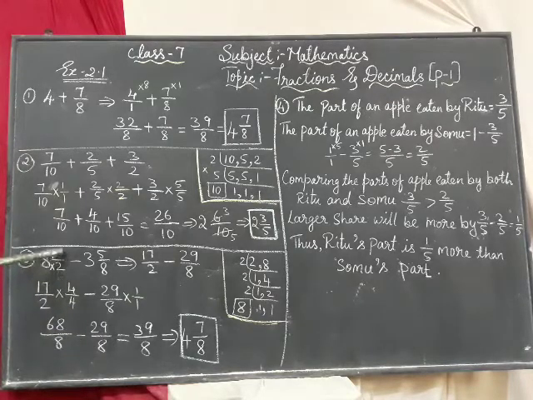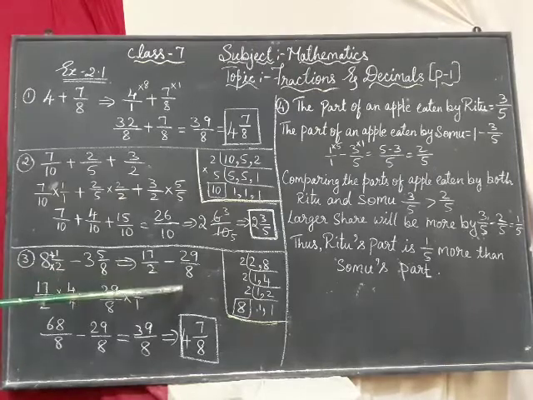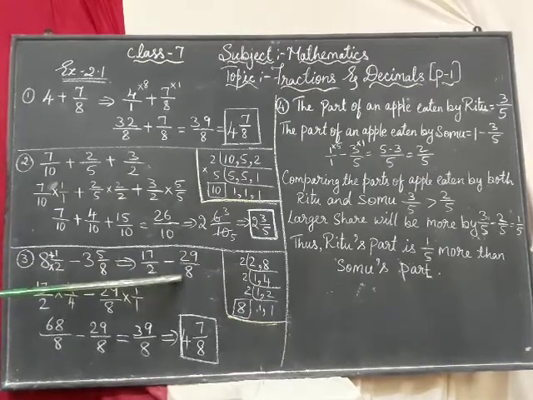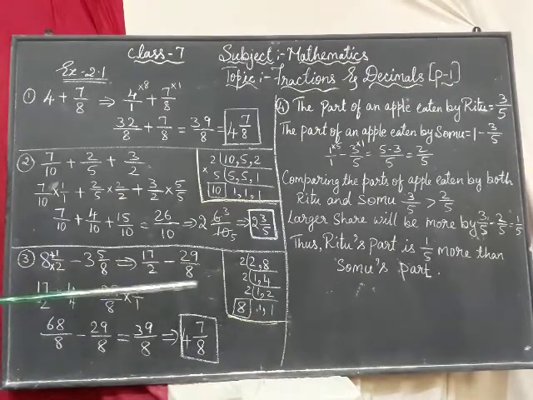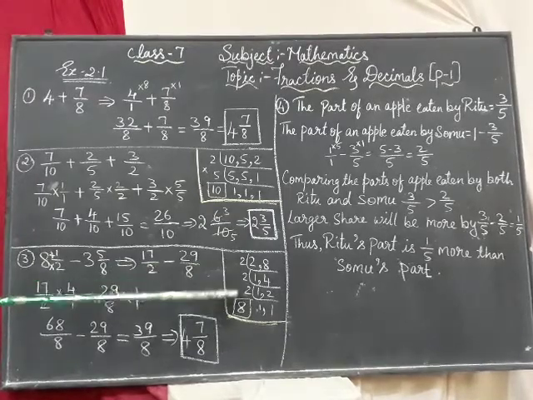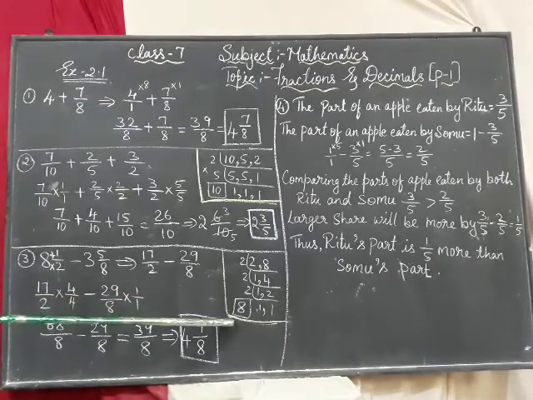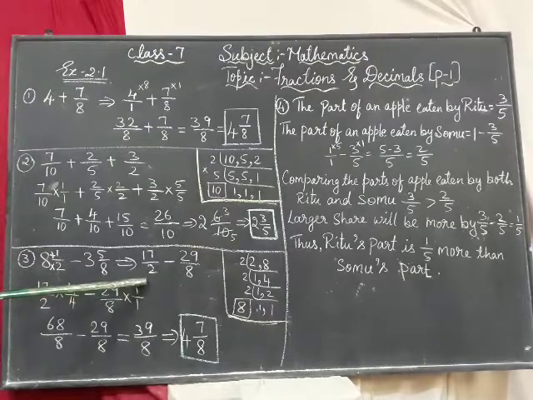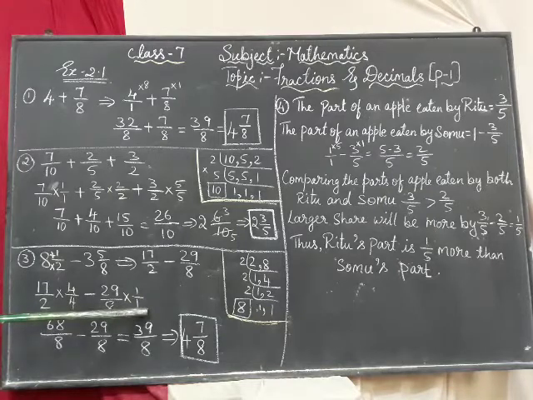8 2s are 16 plus 1, that is 17 by 2. 3 8s are 24 plus 5, that is 29 by 8. Here we have two different denominators. Go to the LCM. What LCM did we get here? That is 8. Change the denominators to 8. That is 2 4s are 8. Here already 8. No need to do anything. Just multiply by 1.